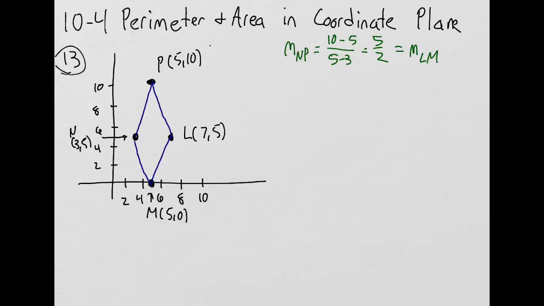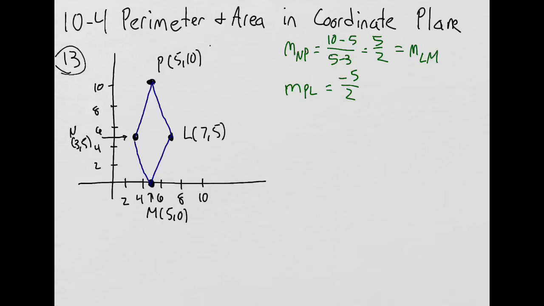Okay. Now let's do the slopes of the other sides, because we need to be sure. Eyeballing it can get you in trouble sometimes. So let's find the slope of PL. Okay, so what's happening here? Rise over run. I'm going from 10 down to 5, so that's a negative 5 for rise. What's my run? From 5 to 7, that's a 2. Okay, negative 5 over 2.